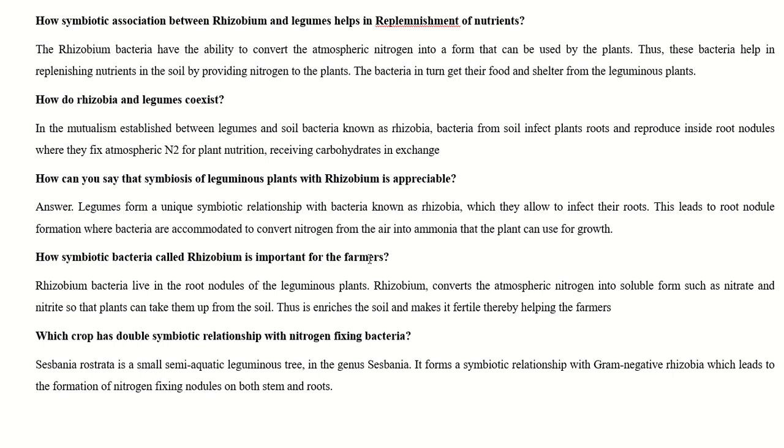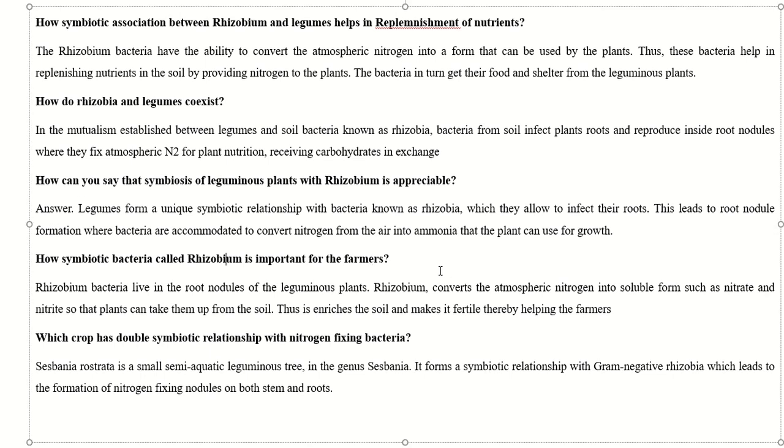So these are the questions you have to remember, and they can also be asked in the examination: how symbiotic bacteria called rhizobium are important for the farmers. So you can write that root nodules of leguminous plants are involved in atmospheric nitrogen fixation, such as nitrates to nitrite, nitrite to nitrates, and ammonia. That is taken up by the soil, and afterward it is absorbed in an available form by the plants. This is all about the nitrogen.